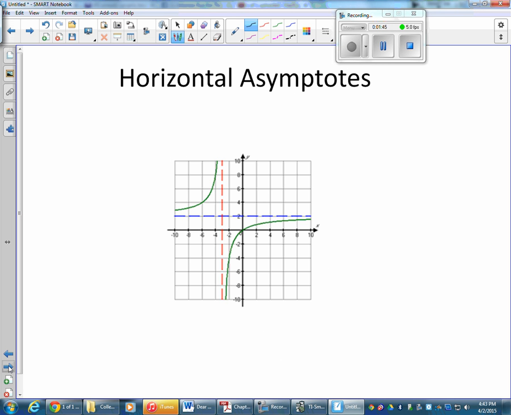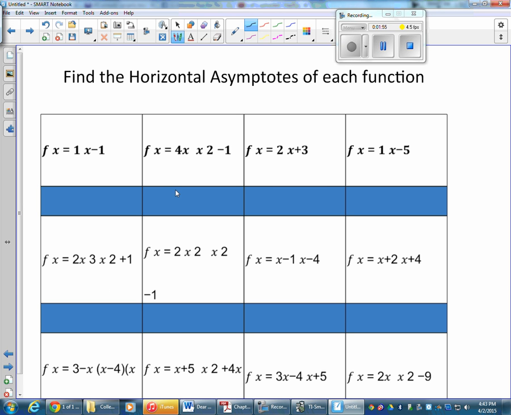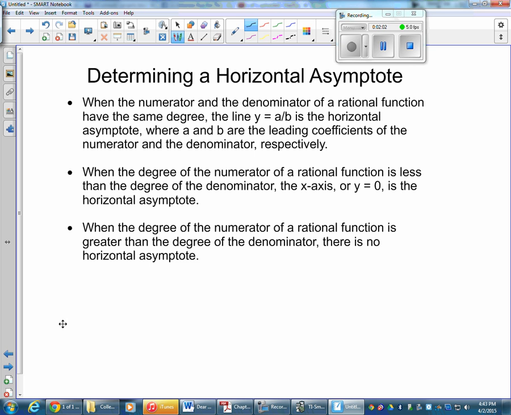Horizontal asymptotes are ones that are horizontal lines. So this blue line here, y equals 2, would be a horizontal asymptote. And here's how you find the horizontal asymptotes. When the numerator and the denominator of a rational function have the same degree, the line y equals a over b is the horizontal asymptote.